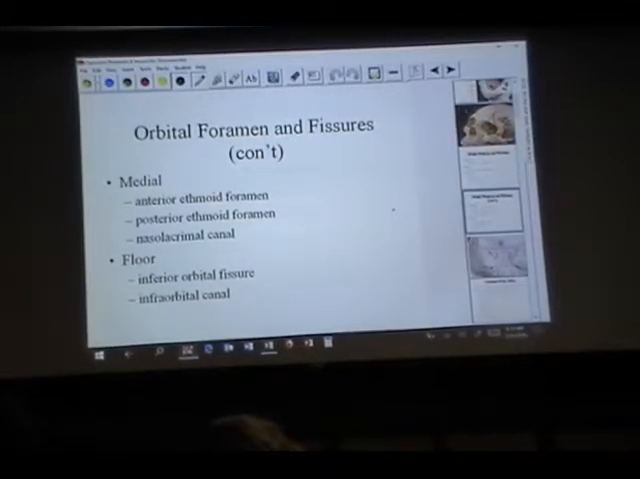Medially, anterior ethmoidal foramen, we just talked about that, posterior ethmoidal foramen. These are branches of the nasociliary portion of the first division of trigeminal. Also, the opening at the corner where the maxilla and the ethmoid bone kind of surround it, this nasolacrimal canal. What goes through the nasolacrimal canal?